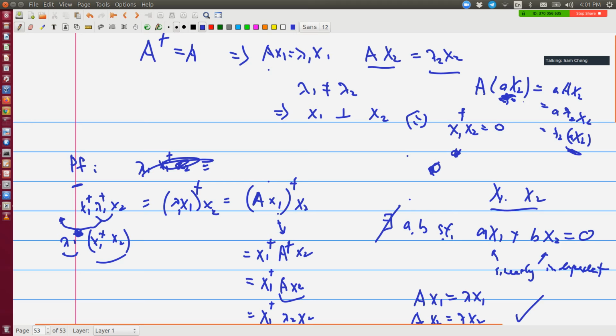So A x2, then A is just a scalar, I can put it out. Then A x2 is just lambda 2 x2 here. Lambda 2 and A are also scalars, so I can change the order, right? So I'm lambda 2 times A x2. Therefore, A times A x2 is equal to lambda 2 times A x2. So if I scale an eigenvector, it's still an eigenvector, so I can normalize it.